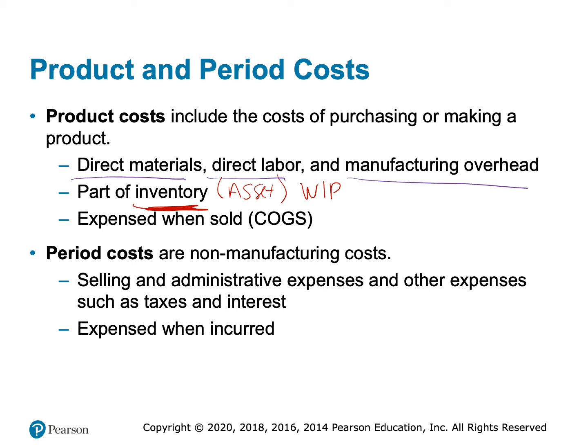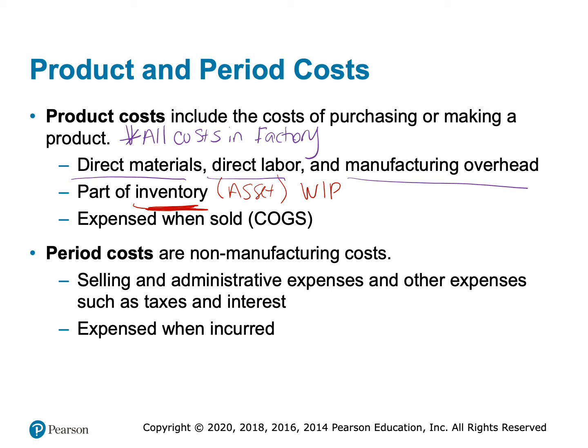Now, your rule of thumb is where the cost occurs. If the cost occurs in the factory, in the plant, in the manufacturing facility, then it is a product cost. So these are all the costs in the factory. Okay.